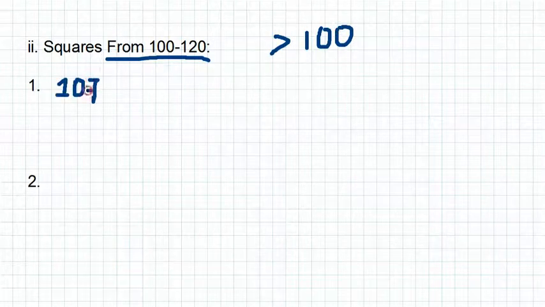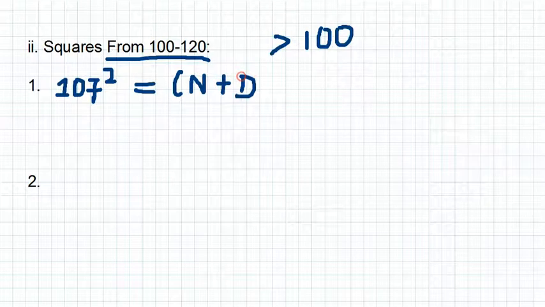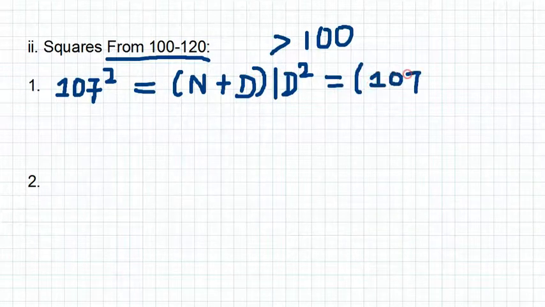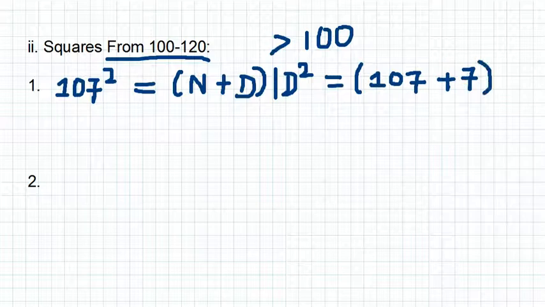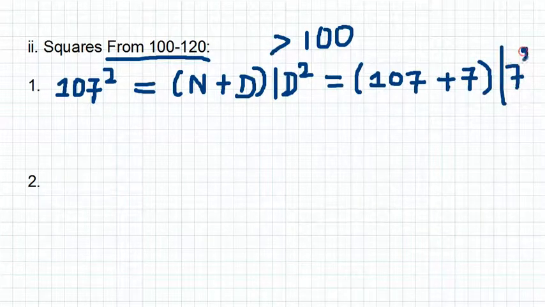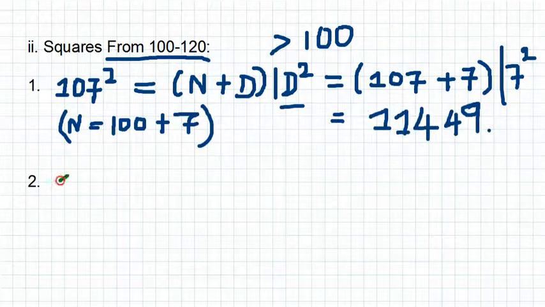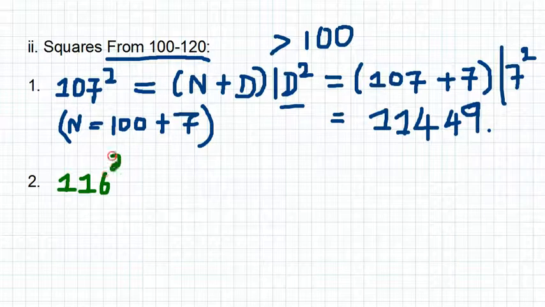Now let us see how to find squares greater than 100. For less than 100, we subtract the difference from the original number. For numbers more than 100, we add it. So the general form is n plus d, take a pause, d square. The given number is 107. Take a pause, 7 square. N is nothing but 100 plus 7. So the final answer is 11449.